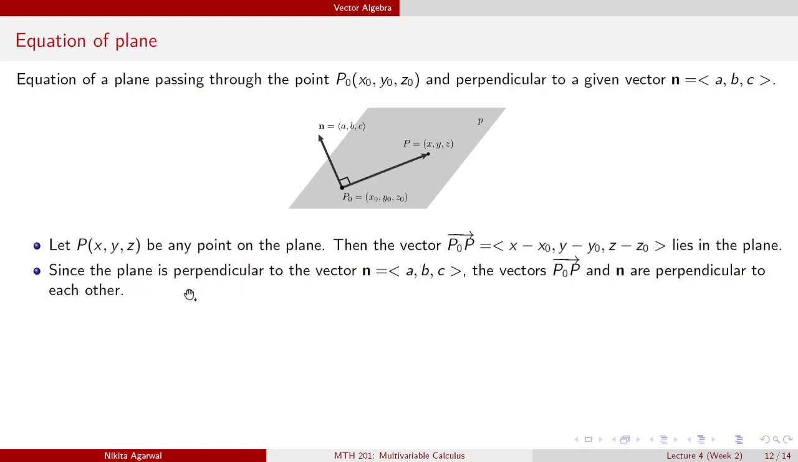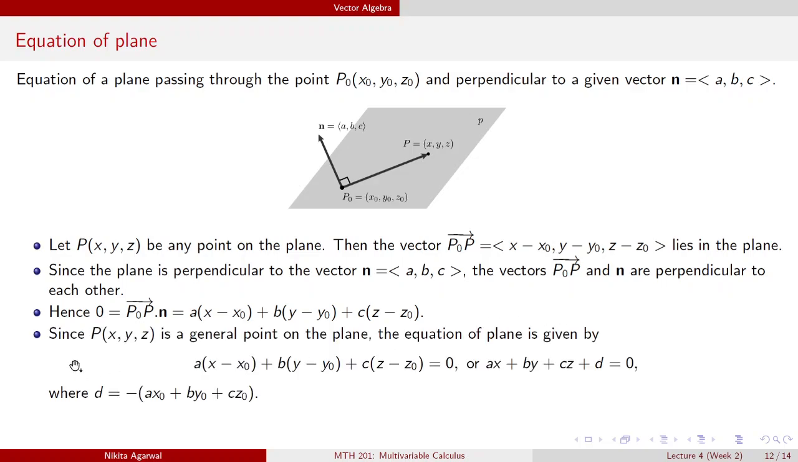So since the plane is perpendicular to the vector n, the vectors P naught P and n are perpendicular to each other, and hence their dot product has to be 0. So what is their dot product? It's a times x minus x naught plus b times y minus y naught plus c times z minus z naught. Now since P is a general point on the plane, the equation is given by this being equal to 0. So you are taking all the points P such that this dot product is 0.